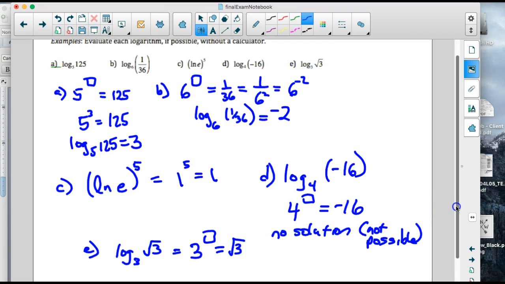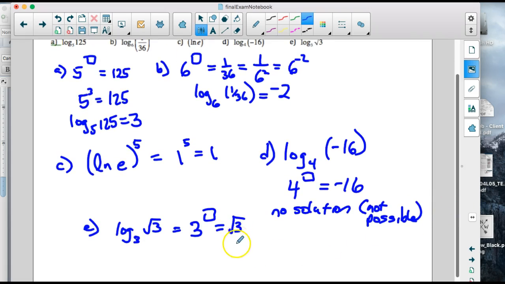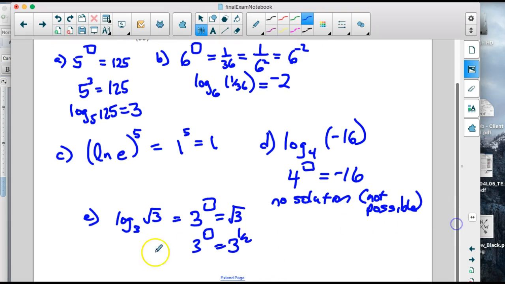In this case, it's a root, so that's going to be 3 to the 1/2 power. It's the power inside divided by the power on the outside, and this is a square root, so that's a 2 here, and this is a 1, so 1/2 is the square root. So the answer to part E is 1/2. Log base 3 of the square root of 3 is 1/2.